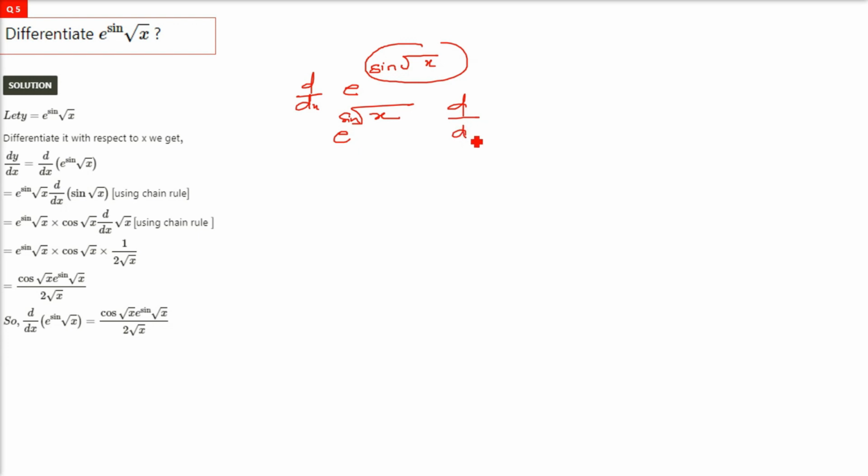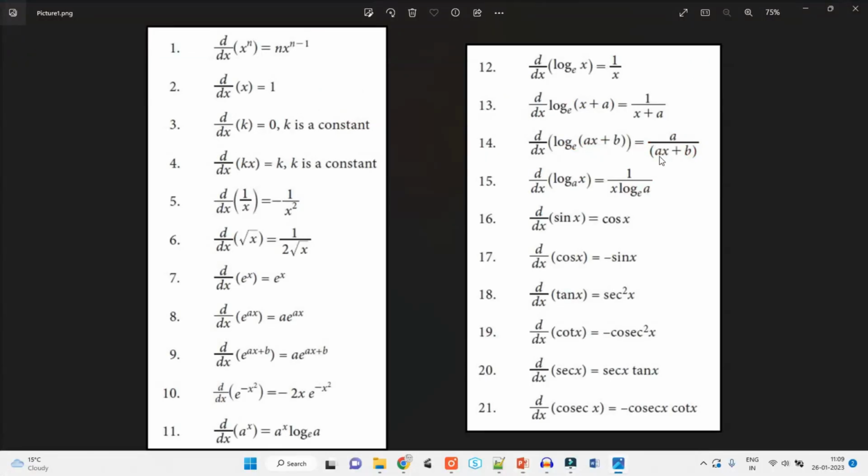Then you have to differentiate sine root x. What is sine root x? Again, assume this root x to be theta. So d by dx of sine theta is cos theta, so cos root x. Then you have to differentiate root x. d by dx of root x is what? 1 by 2 root x. Now this result you know already, because d by dx of root x is 1 by 2 root x.